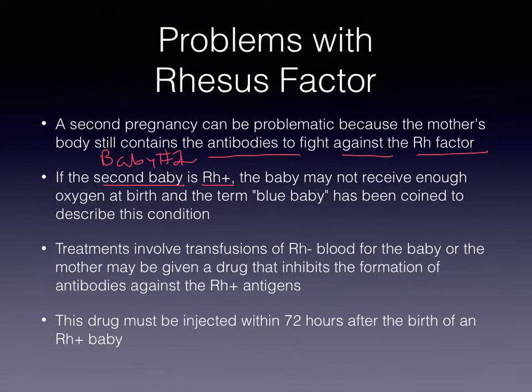the baby may not receive enough oxygen at birth, and the term blue baby has been coined to describe this condition. Treatments involve transfusions of Rh negative blood for the baby, or the mother may be given a drug that inhibits the formation of antibodies against the Rh positive antigen. This drug must be injected 72 hours after the birth of an Rh positive baby.